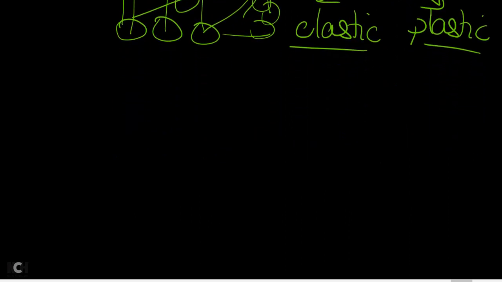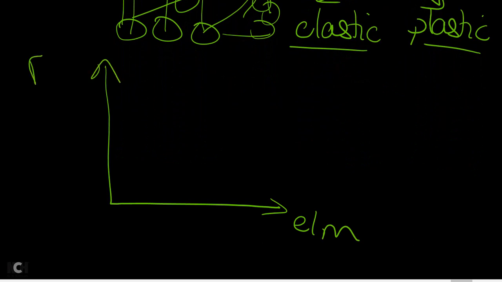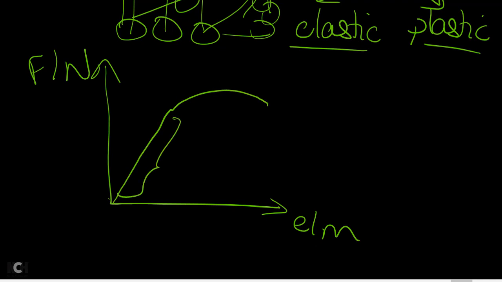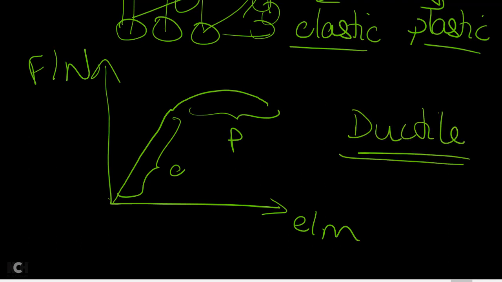So if I look at a typical graph of force versus extension, I'm going to get a straight line portion, and then the graph would begin to curve. So this shows that there is elastic here, and this shows there is plastic. And this graph is typically for a ductile material.